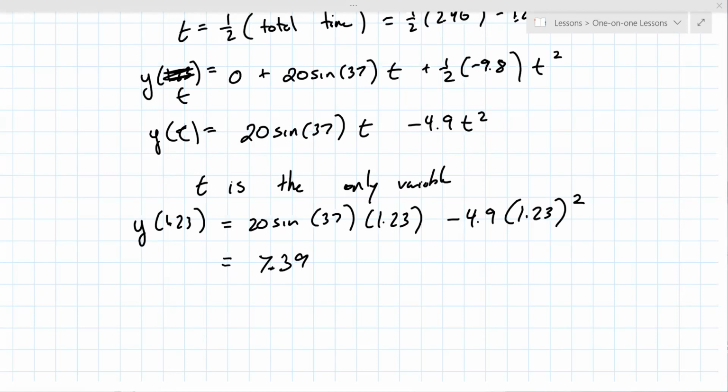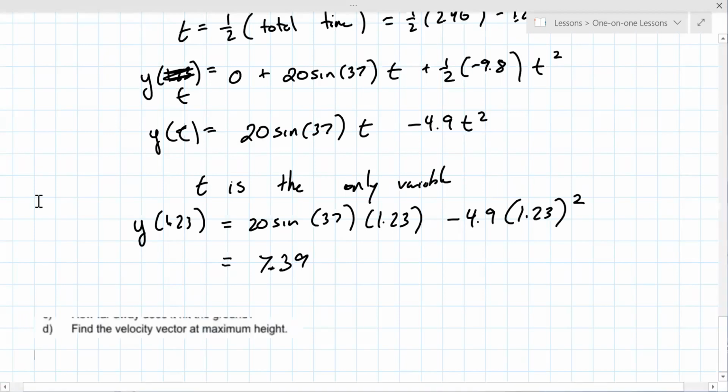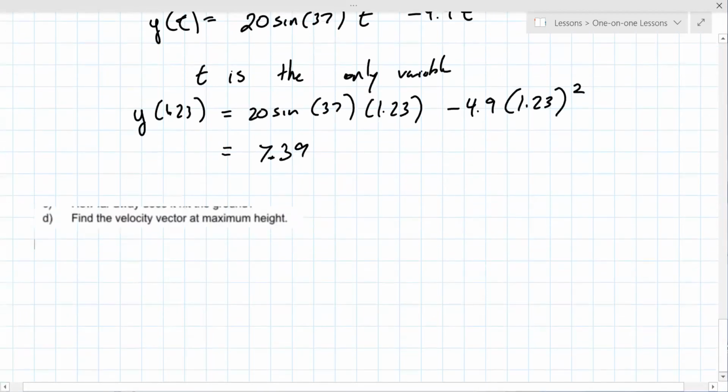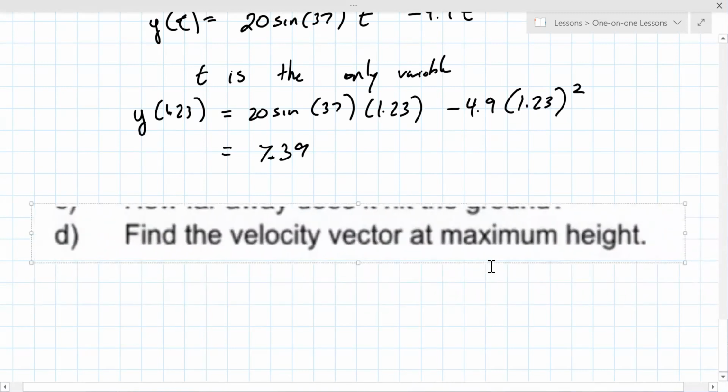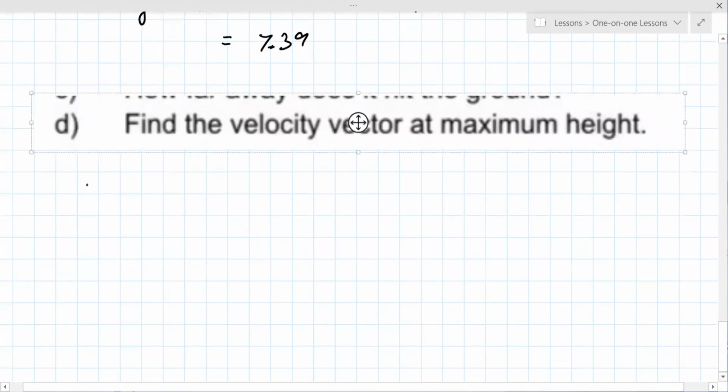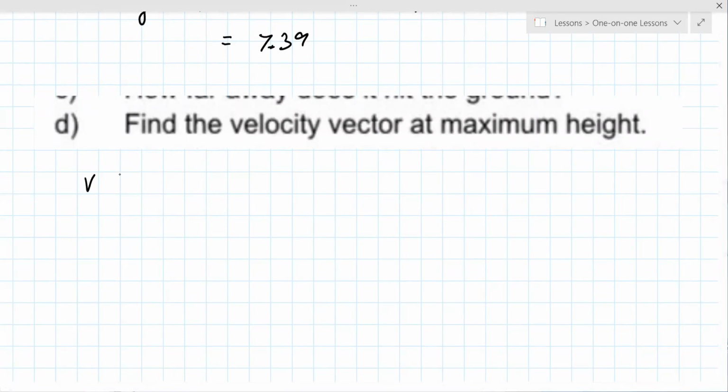Great. So we can go to part D, which says find the velocity vector at the maximum height. So we got some new equations now. Finally, we haven't had any for a while, but we got some new equations. And then for how far away does it hit the ground? Do I just multiply 7.39 by 2? No, we've already calculated that.